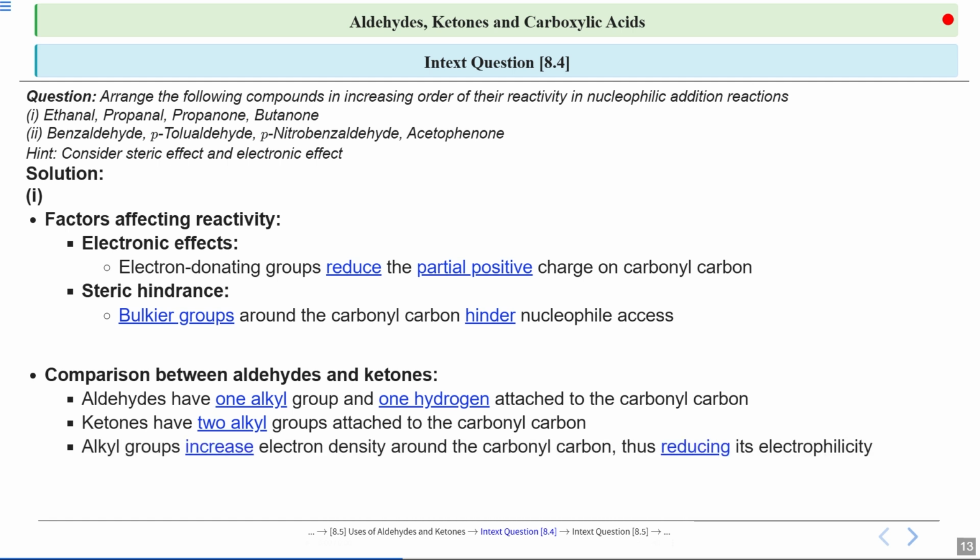The alkyl groups increase the electron density around the carbonyl carbon. Alkyl groups have the nature of donating their electron density by the plus I or plus M effect. Now what will happen because of this? It will reduce the electrophilicity of the carbonyl carbon because it is receiving electron density. That carbon is now not so hungry, not in so much need of electrons, so it will reduce the electrophilicity of the carbonyl carbon.